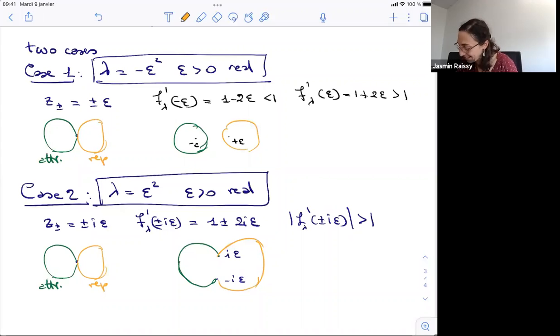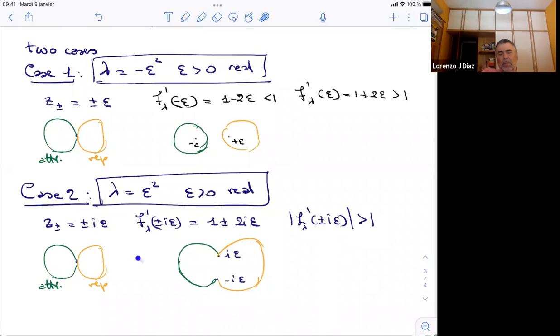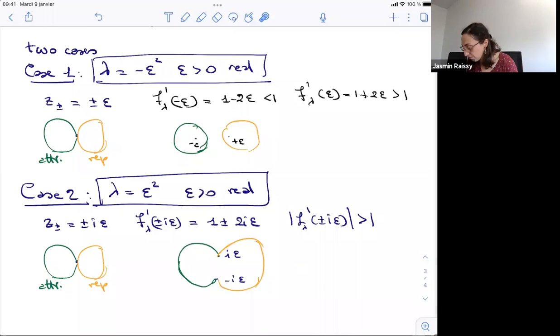Anyways, so what's going to happen is the following. Whenever I'm far away from the origin, iterating f lambda or iterating f naught doesn't change much. Because if z is big compared to epsilon, well, epsilon doesn't really matter. The contribution of epsilon squared is not changing anything at all.